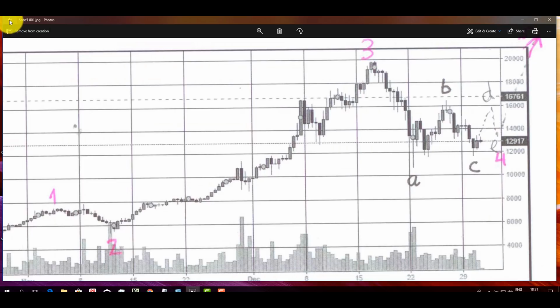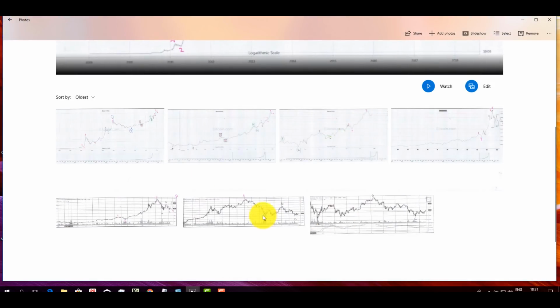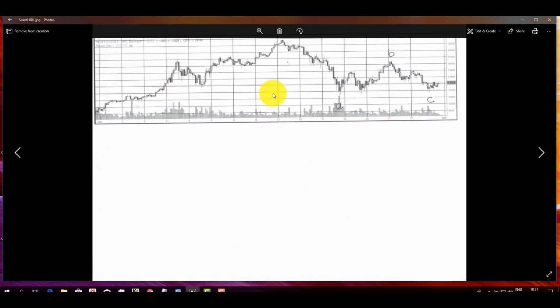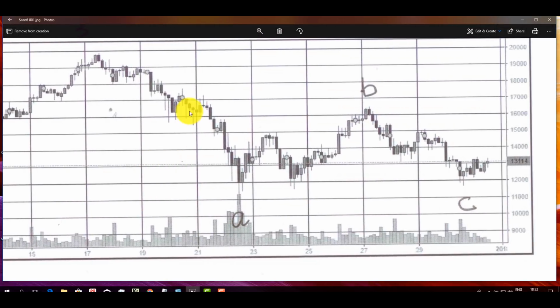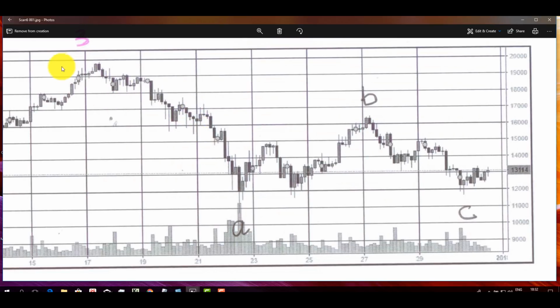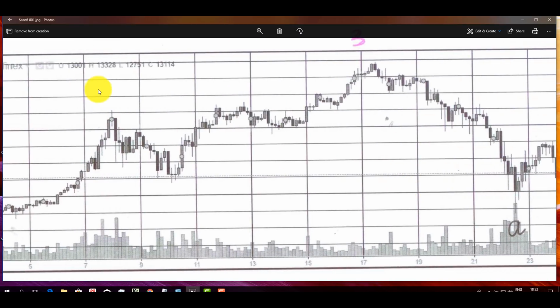Okay, let's go and see the next one that I prepared for you. That is the same chart, but on I think it's the 2-hour scale, if I'm not wrong. Let me see, I've got it here. No, that's the 3-hour scale.